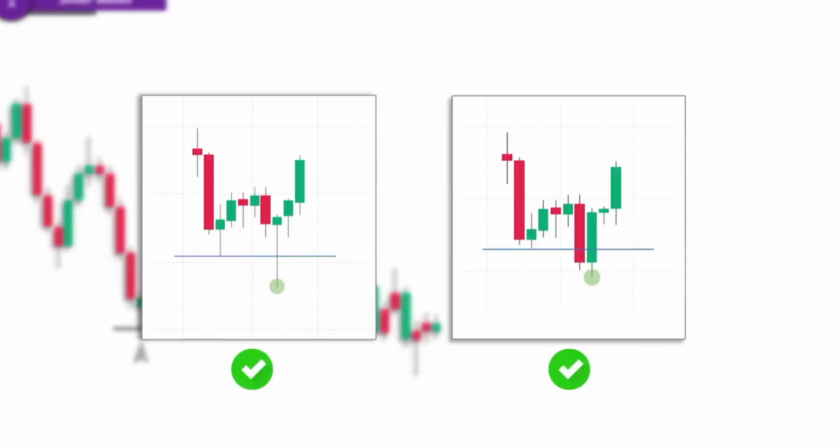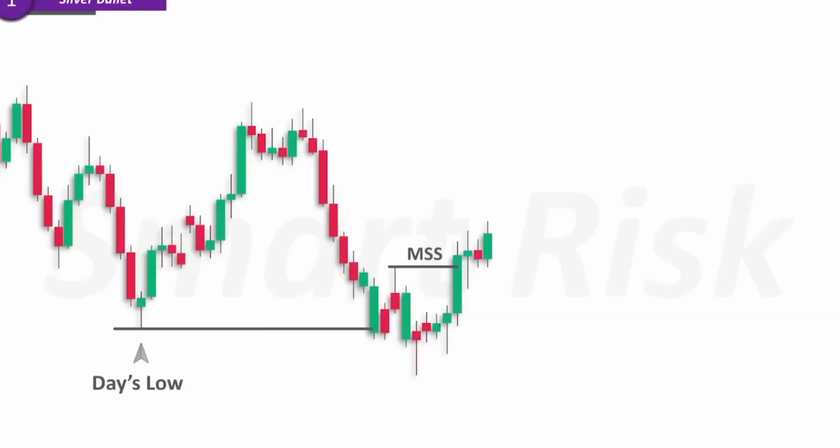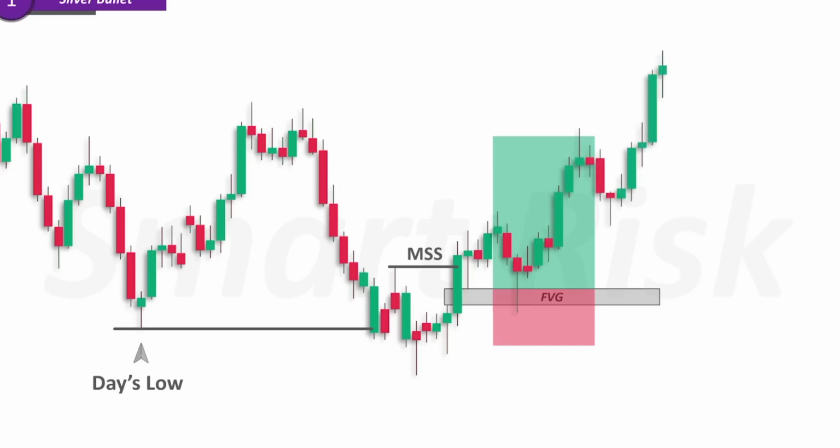Similarly, in the bullish scenario, wait for the price to sweep liquidity below the day's low. A valid liquidity sweep pattern forms when the price breaks below a level, but immediately moves back inside the range. Next, wait for a market structure shift to confirm the reversal. Finally, mark the fair value gap and set up your trade. If there is only a small fair value gap, don't forget to use a slightly larger stop loss to protect your trade from market fluctuations.